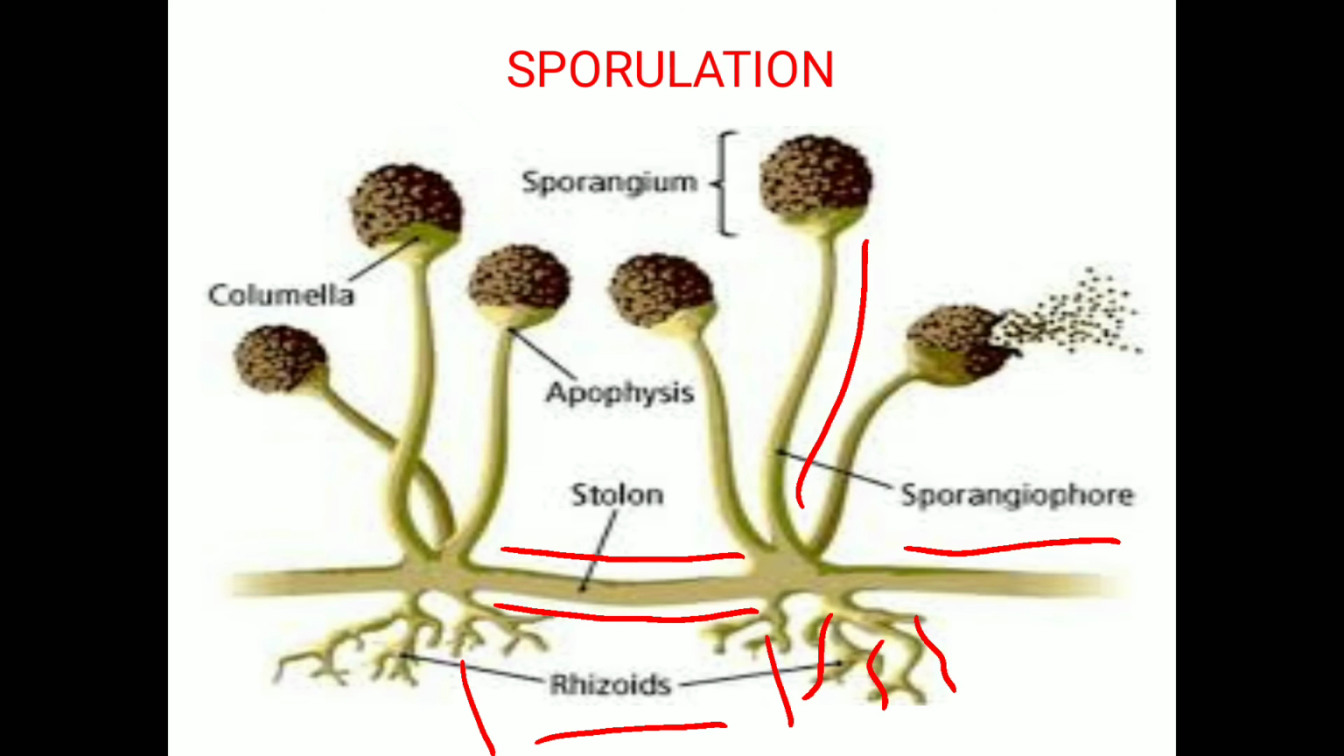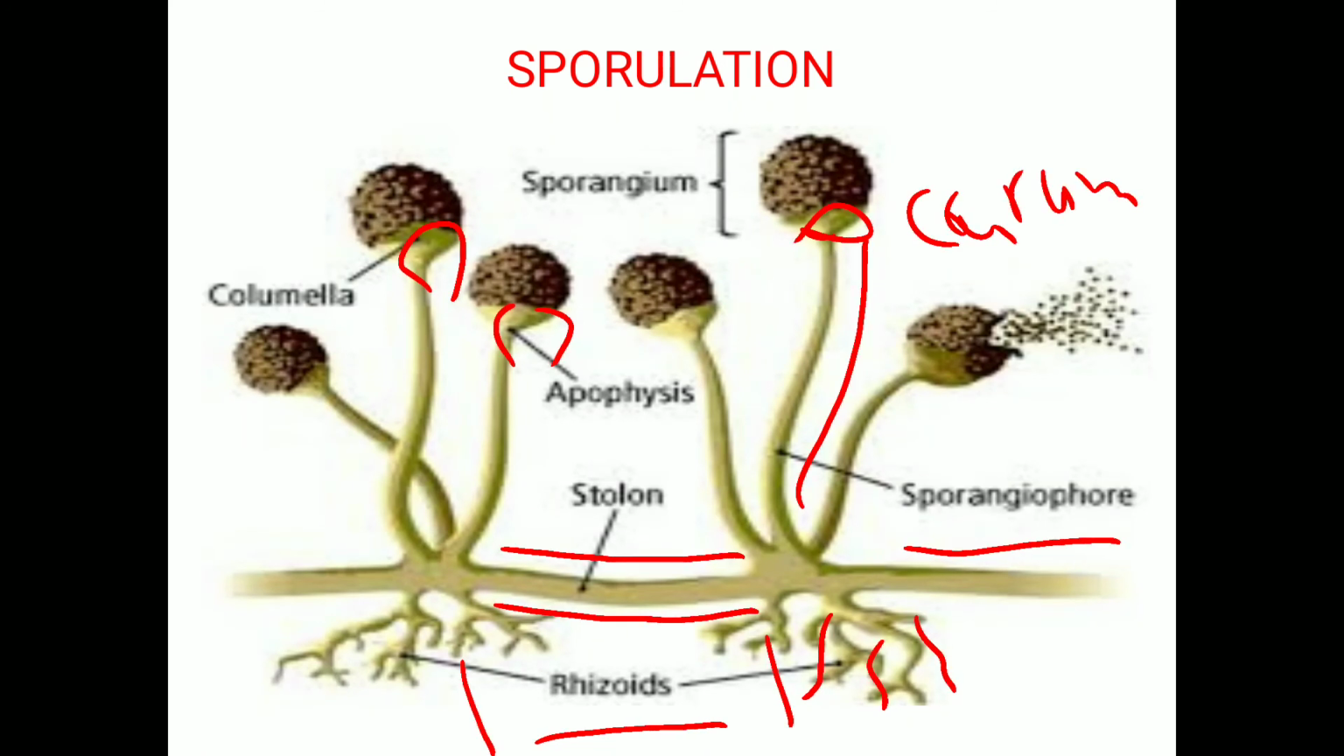Then what happens? The umbrella-like structure, or dome-like structure, or cup-like structure, present just above the sporangiophore is called the columella.